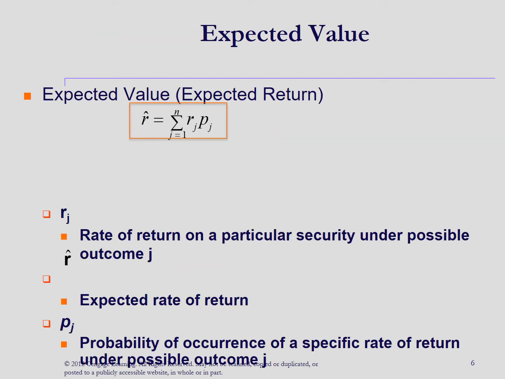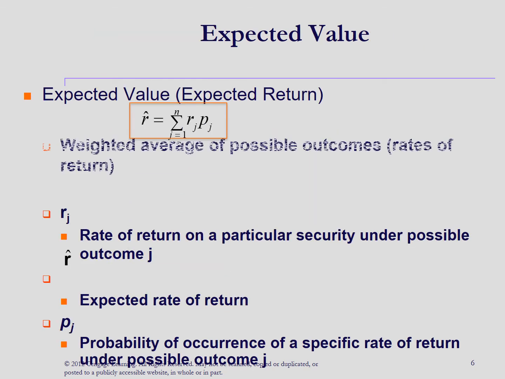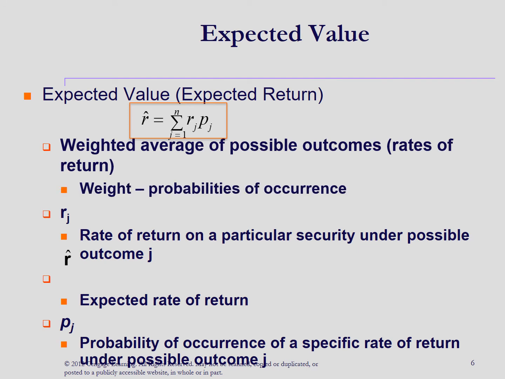Expected return can be defined as the weighted average of possible rates of return, with the weights being the probabilities of occurrence.